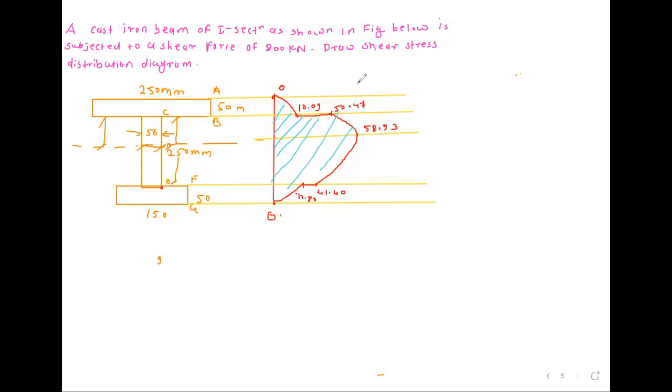Okay. Please remember one thing, whenever you solve examples, you use 3 digits after the decimal point. Suppose 10.523, then you use 10.523. So you will get the same answer. So this is the stress distribution diagram.